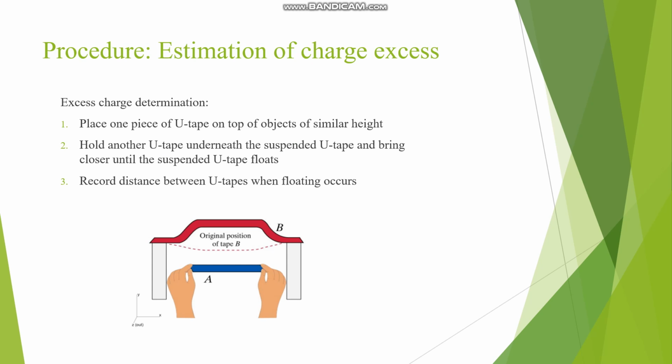Then we're going to be determining the amount of excess charge on it, or the amount of charge missing. What we're going to do is place one piece of U-tape on top of similar height objects. I use books. And then we're going to hold a piece of U-tape underneath that suspended U-tape and bring it closer until it begins to float. Then we're going to record the distance when this floating occurs.